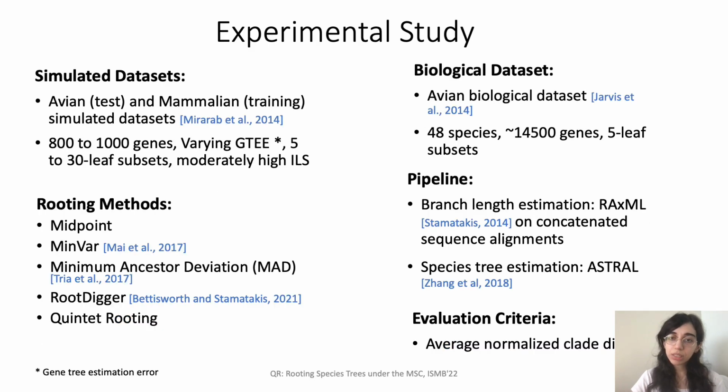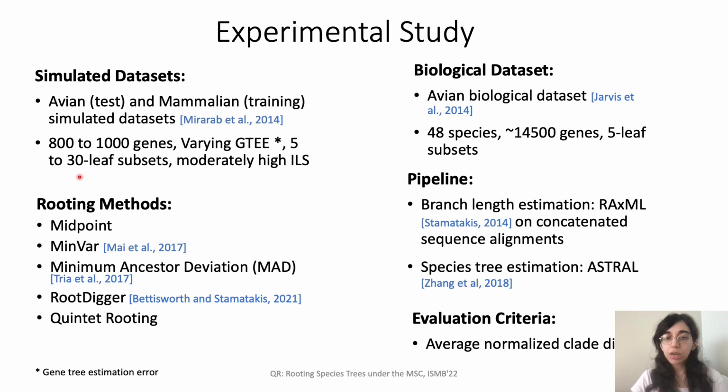For our experimental study, we use both simulated and biological datasets. We use the mammalian simulated dataset as our training data for designing the cost function, and an avian simulated as well as an avian biological dataset as our test data. Our test datasets had varying amount of gene tree estimation error and number of species, and ILS level was moderately high.